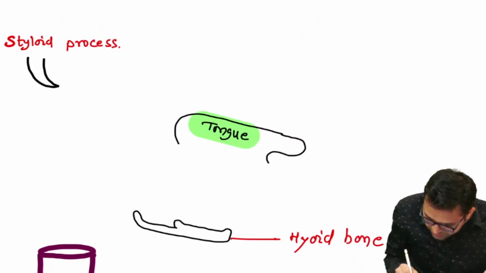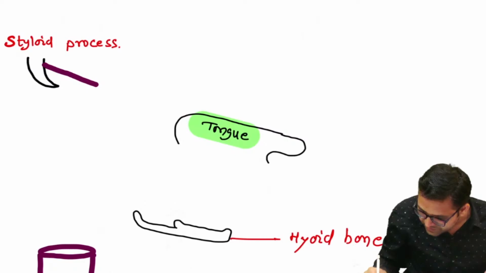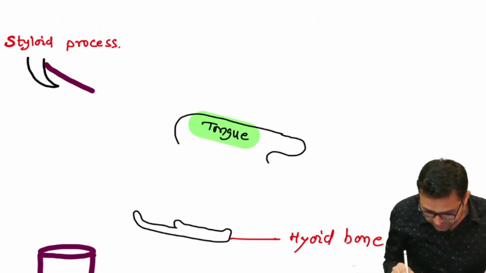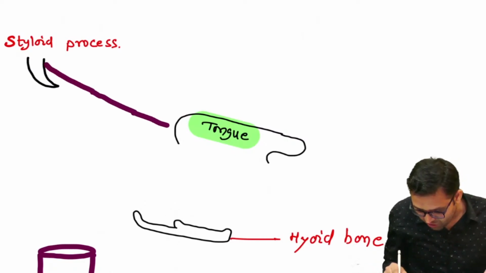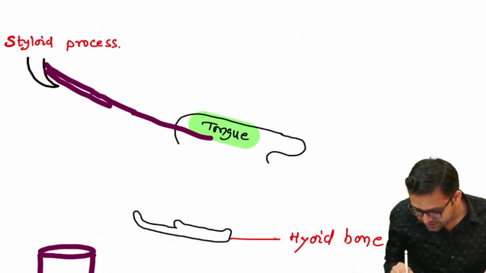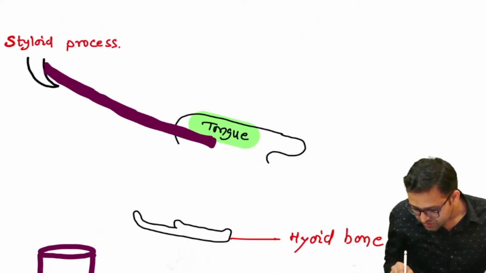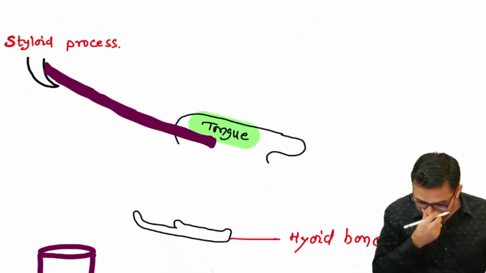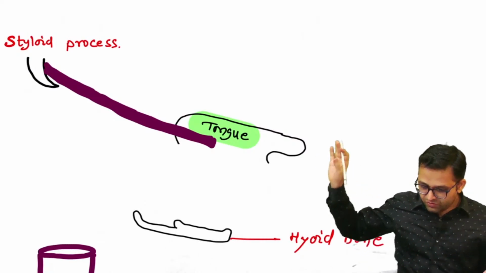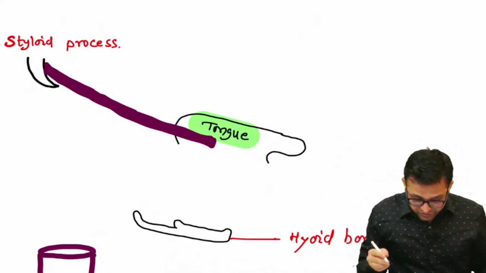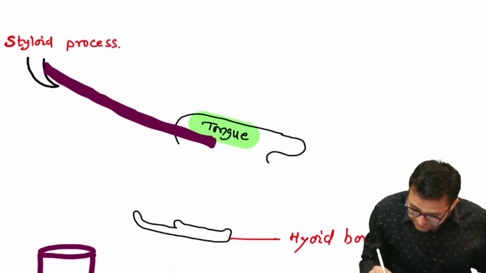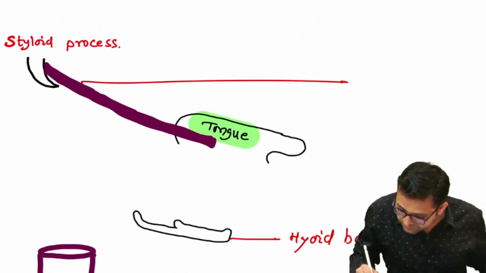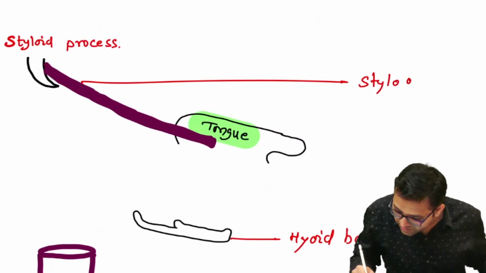The muscle will take origin from the anterior surface of the styloid process. Okay. Fine. So it is taking origin there and it is getting insertion on the side of the tongue. Simple. Getting the point? So what is the name of this muscle? This is our styloglossus.